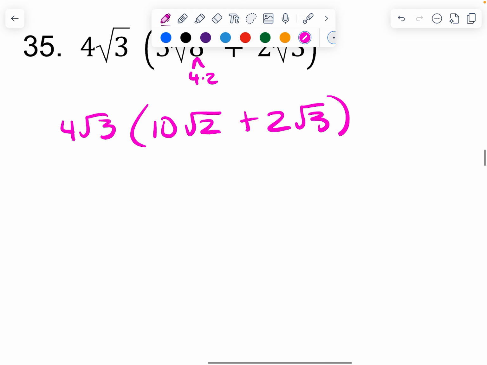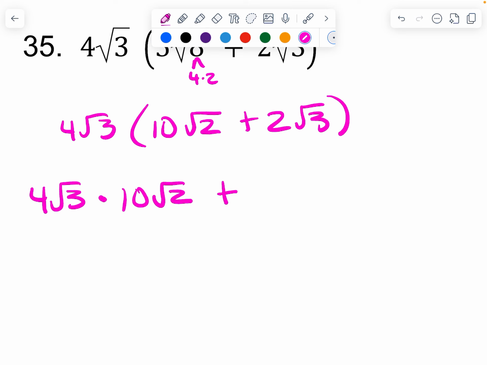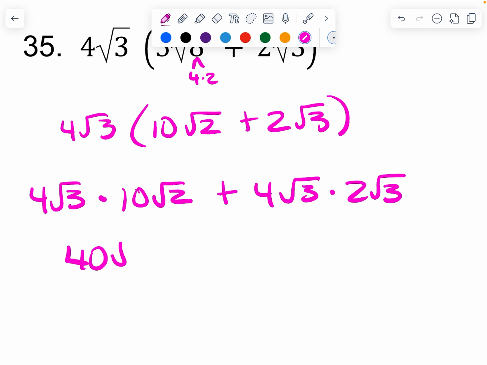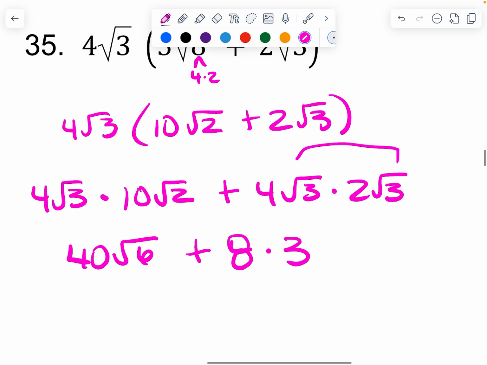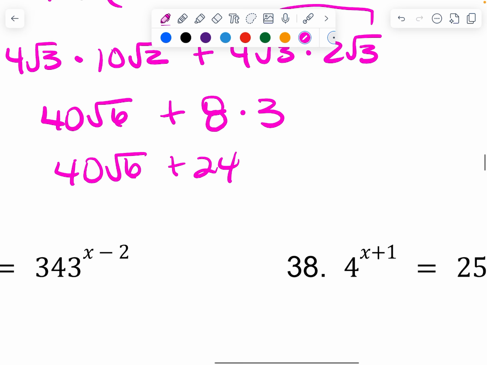And I'm going to multiply. So I get 4 radical 3 times 10 radical 2 plus 4 radical 3 times 2 radical 3. 40 radical 6 plus 8 times 3, because radical 3 times radical 3 gets 3, or the square root of 3 times the square root of 3. Awesome.